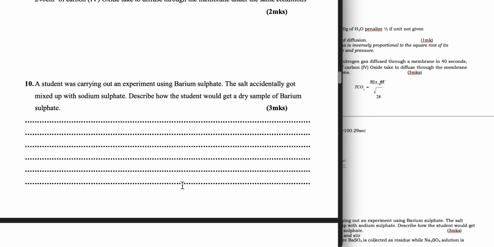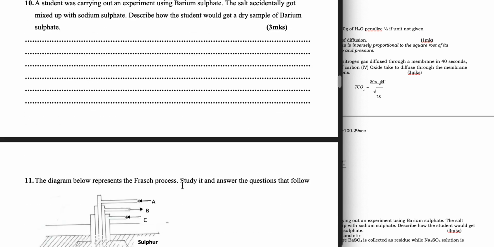Question 10. A student was carrying out an experiment using barium sulfate. The salt accidentally got mixed up with sodium sulfate. Describe how the student would get a dry sample of barium sulfate.